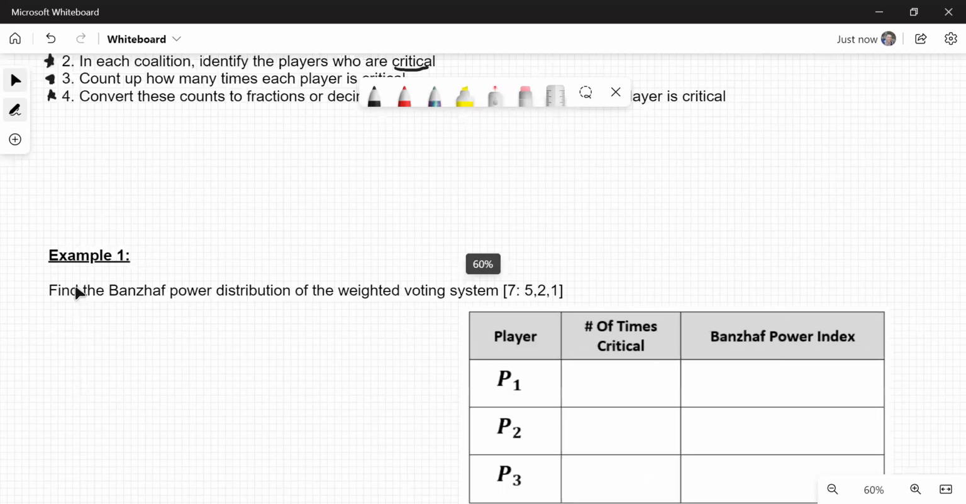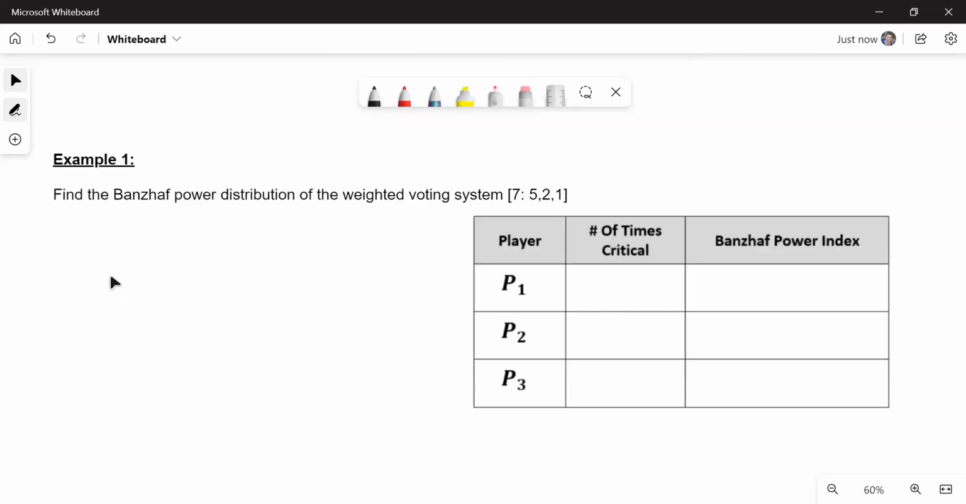All right, so the first thing we need to do is take a look at the winning coalitions. So in this problem, we have a quota of 7, and our weights are 5, 2, and 1. All right. So how many ways can we win? Well, there's no dictator. Nobody has enough to vote by themselves. There's no 1-player winning coalitions, but there is a 2-player winning coalition.